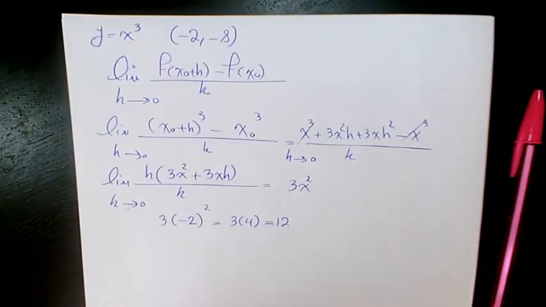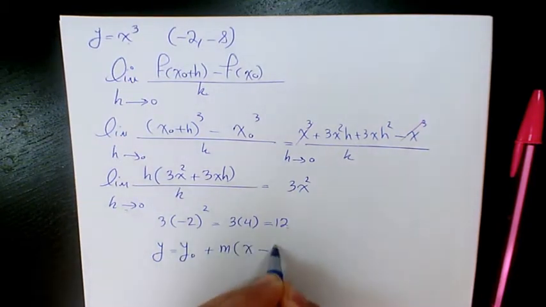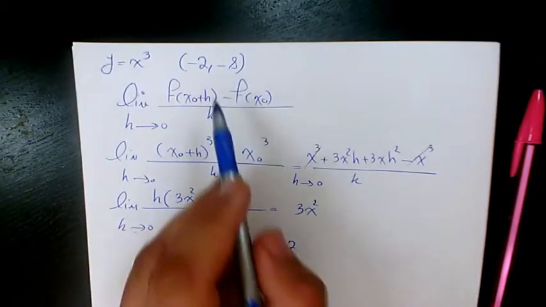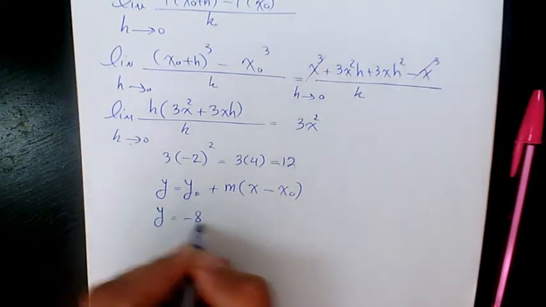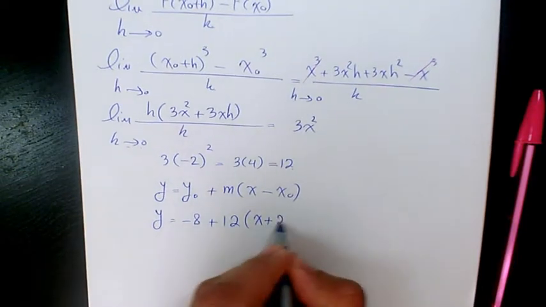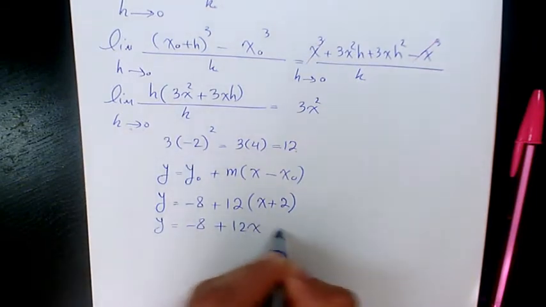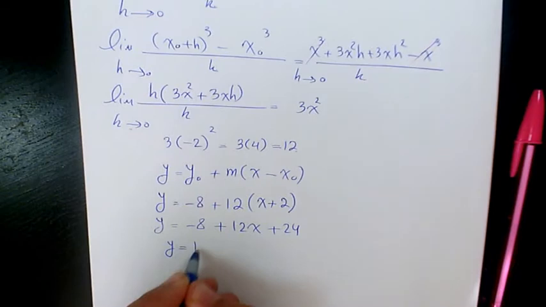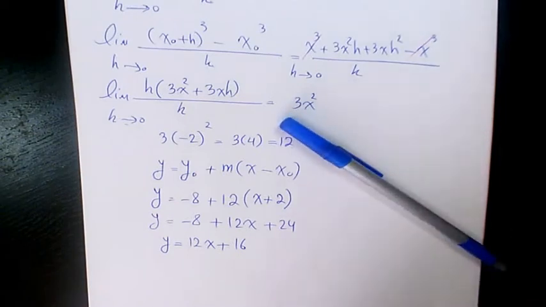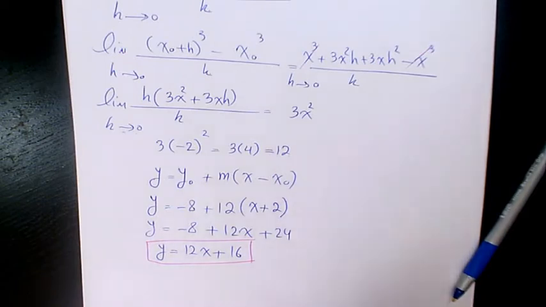This is the slope. Now if you want to find out the equation of tangent, we use this formula. y equals y naught, which is -8, plus m, which is 12, times (x minus x naught). X naught is -2, so it's going to be +2. So y is -8 plus 12x plus 24. y equals 12x plus 16. So this is going to be the equation of tangent line.